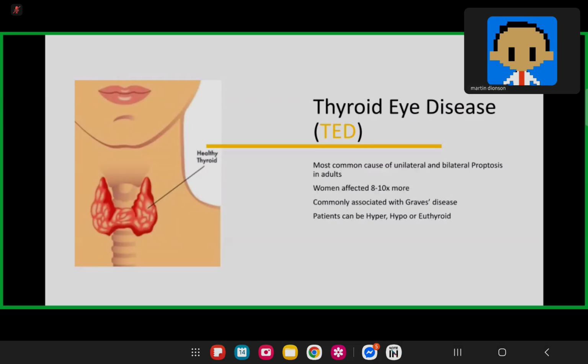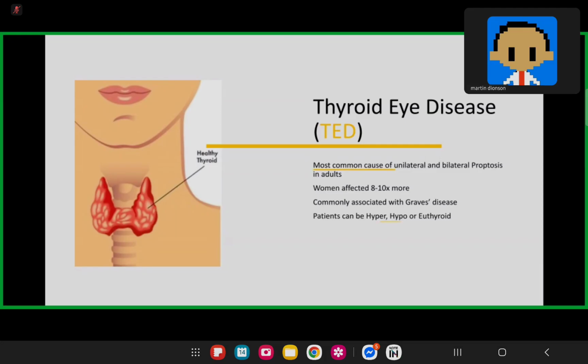So TED is the most common cause of unilateral and bilateral proptosis in adults, and women are affected 8 to 10 times more as compared to men. Okay. So remember, this is the most common cause of unilateral proptosis. And then as mentioned, it's thyroid eye disease, and this is commonly associated with Graves' disease.